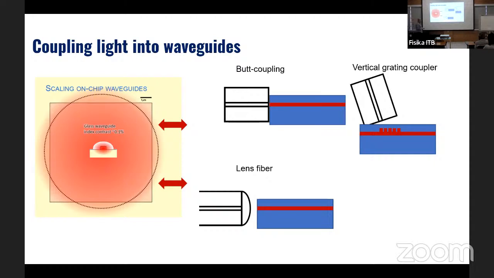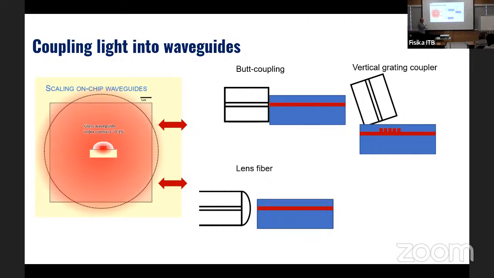The first one is called butt coupling. You butt it. Imagine that this is your chip. You come with the fiber and align it such that it touches the chip. This is called butt coupling. You can do that if there is mode matching between the fiber and the chip. If you do that with this kind of mismatch, then you will have a lot of loss.